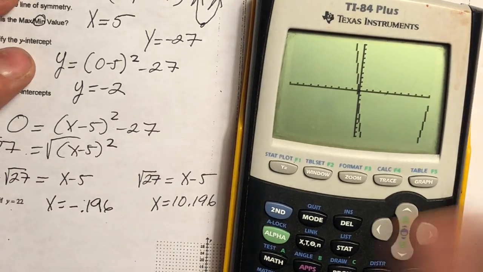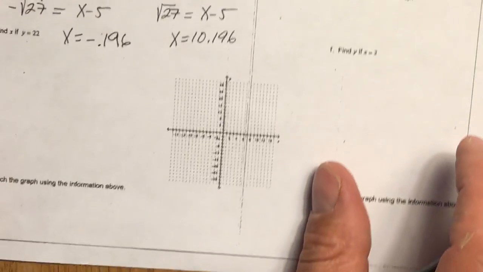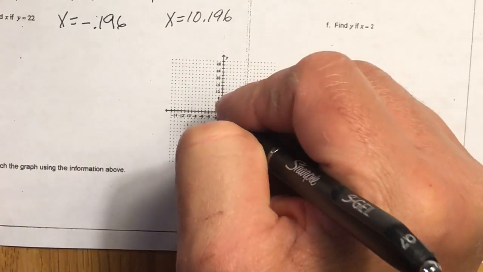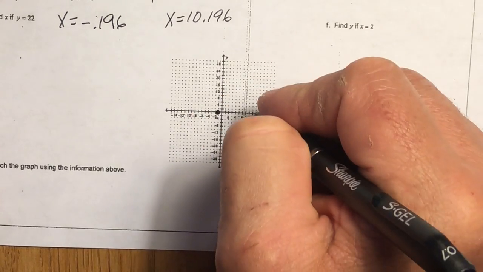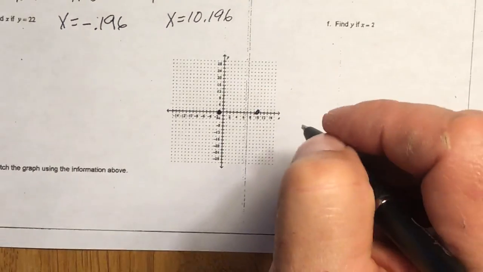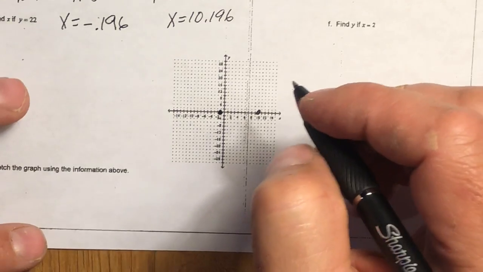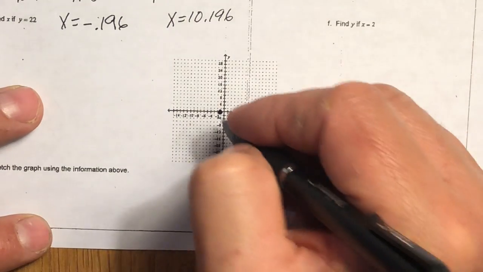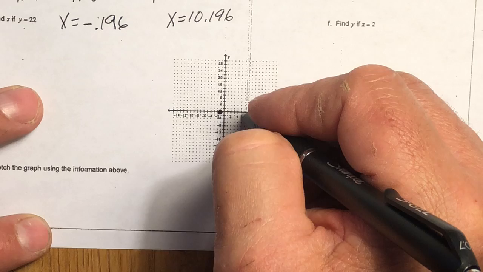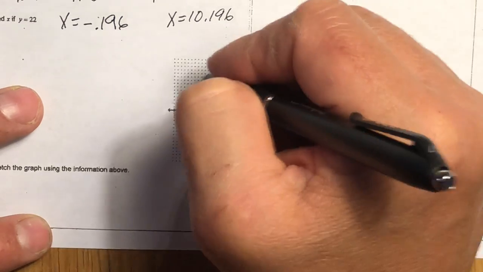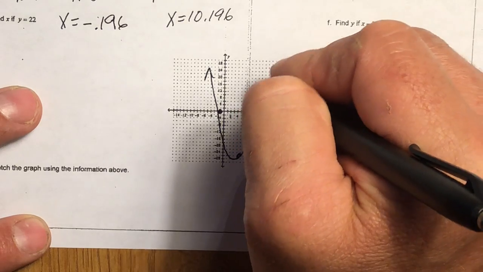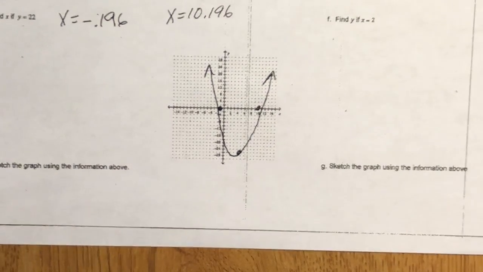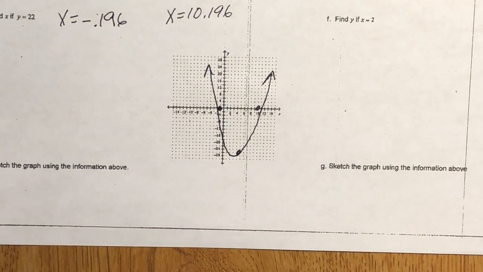That's fine. So if I'm going to sketch what this graph looks like, okay, here, where's 10? There, my y-intercept was negative 2, my vertex was (5, -27), so it's going to look something like that. Okay, guys?